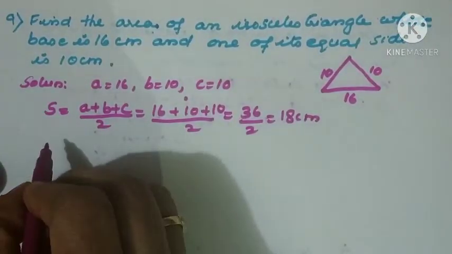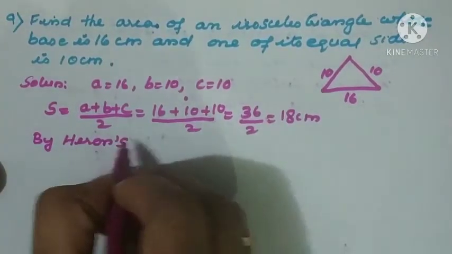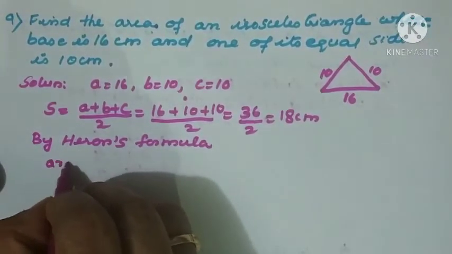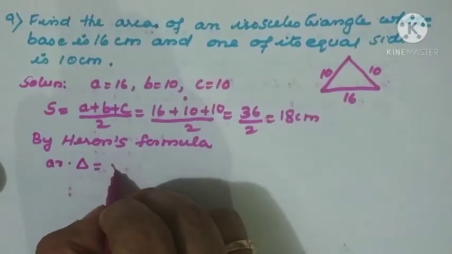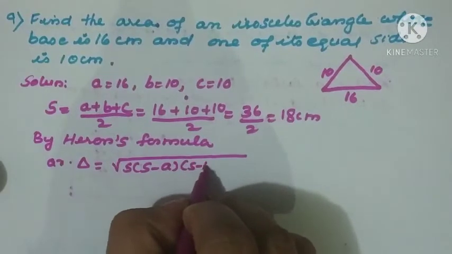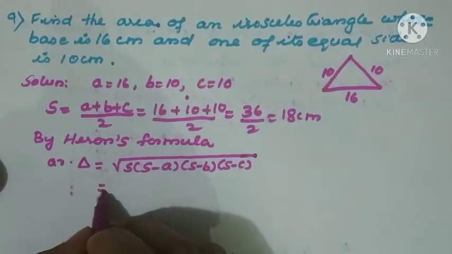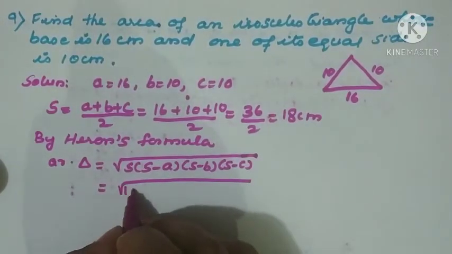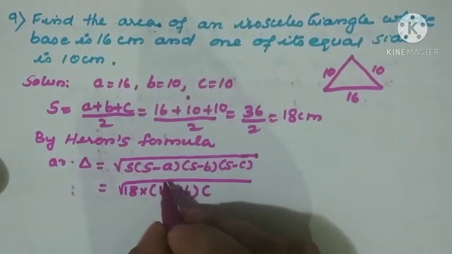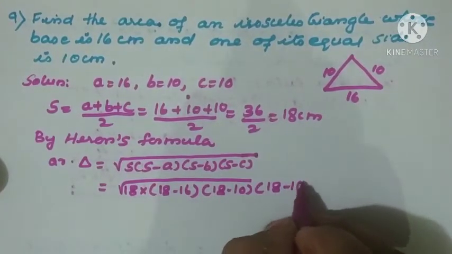Now what is the next step? By Heron's formula, don't skip the formulas. We should write always the formula. Area of the triangle equal to root of S into S minus A into S minus B into S minus C. Okay. What is S now? 18 into 18 minus 16, that is S minus A, 18 minus 10, S minus B, S minus C.